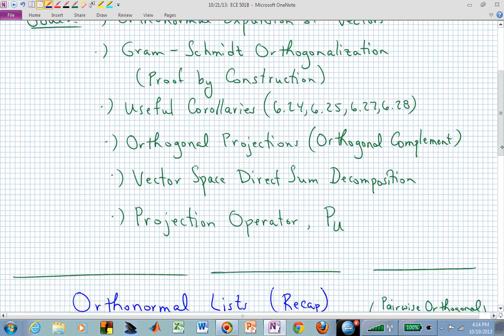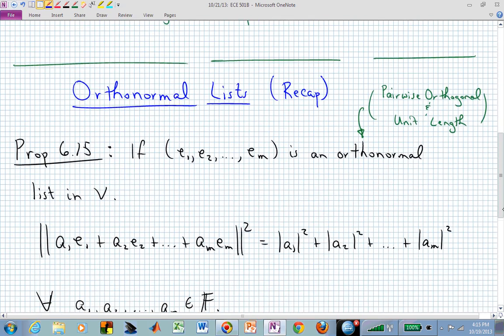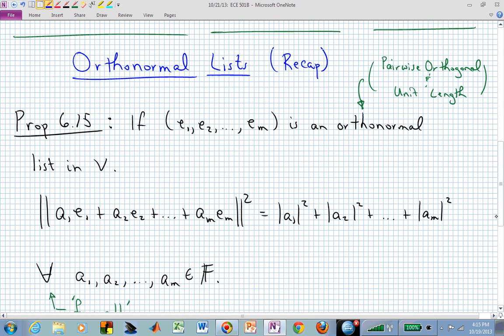To get us back on the same footing, let's just recap a little bit what we've already covered in previous lectures, and that is a proposition and a corollary dealing with orthonormal lists. And again, these lists in proposition 6.15 are not necessarily of length the size of the dimension of our vector space capital V. It may be less, but it's a list.